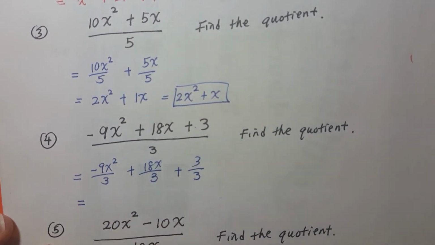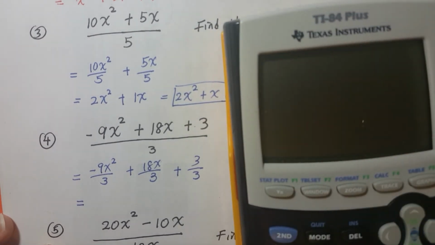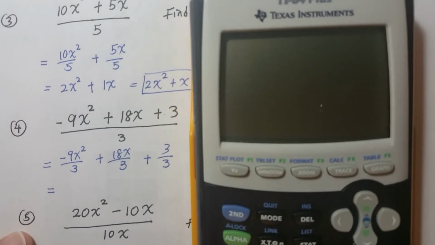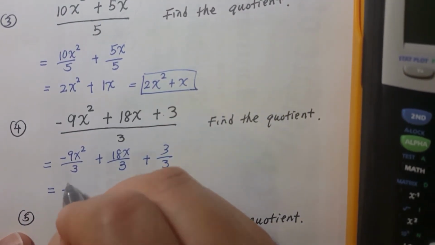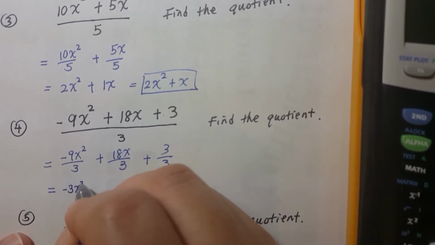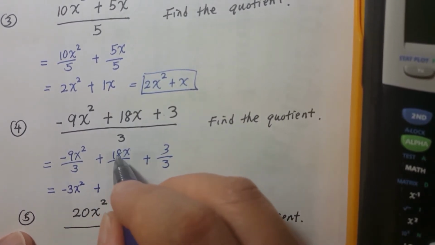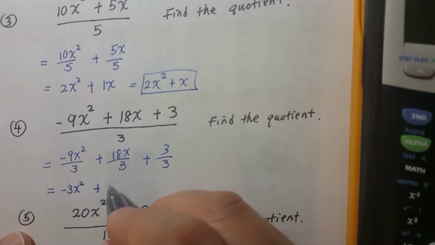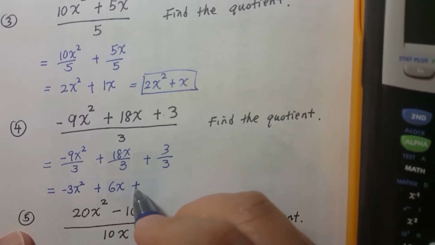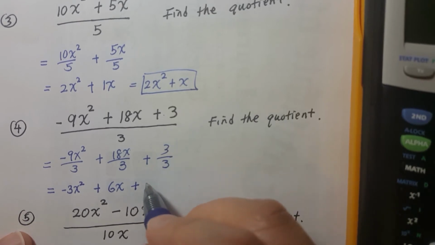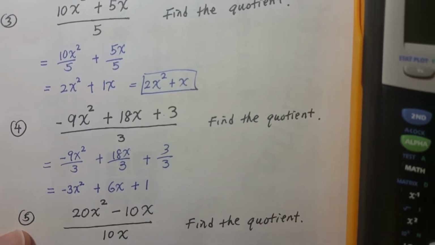Now we're going to divide. Negative 9 divided by 3. You can do it by yourself, or you can use a calculator. Negative 9 divided by 3. So we're going to write down negative 3. X squared has nothing to simplify with, so that stays the same. And then plus 18 divided by 3 is 6. So you get 6, x stays the same because nothing to simplify with that. And then plus 3 divided by 3 is 1. A number divided by itself is always 1. So we found the answer.